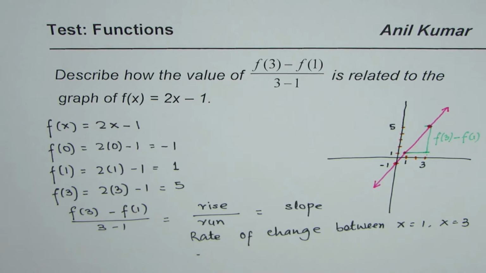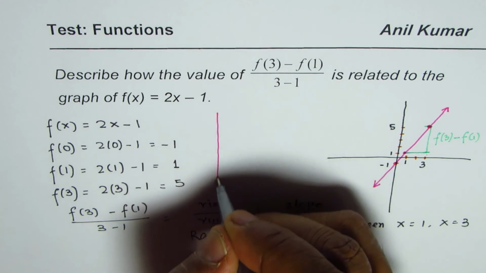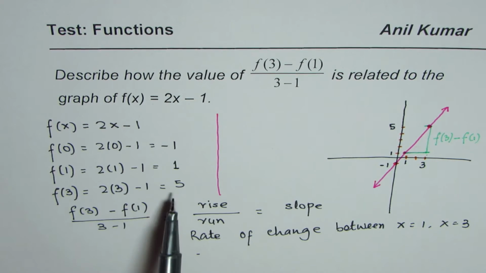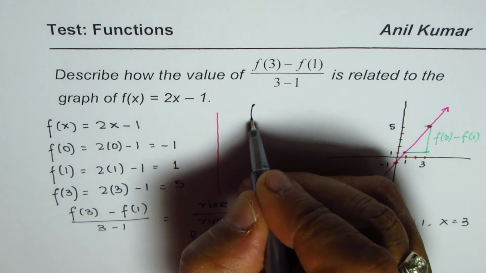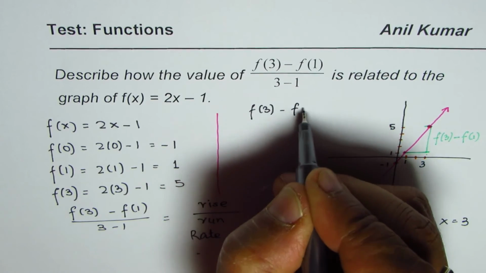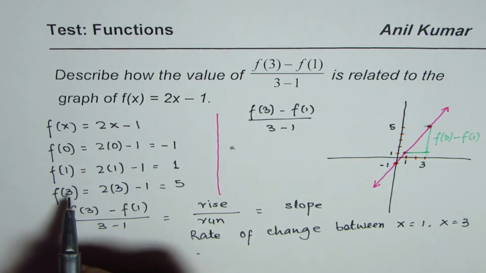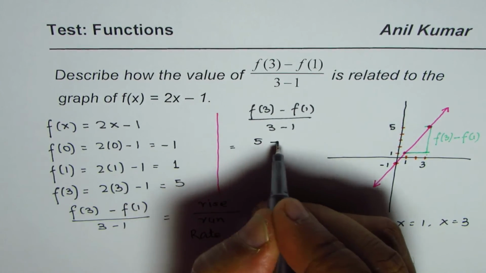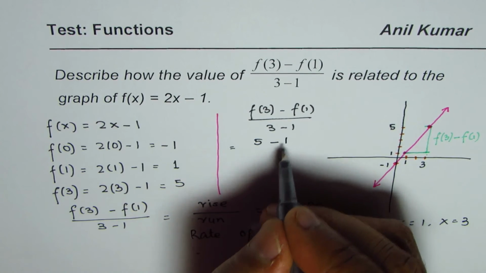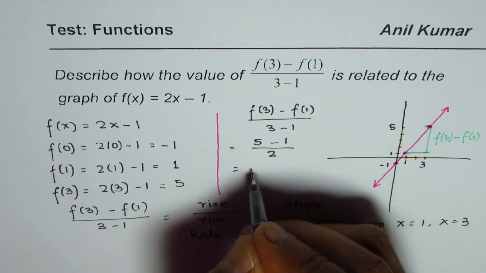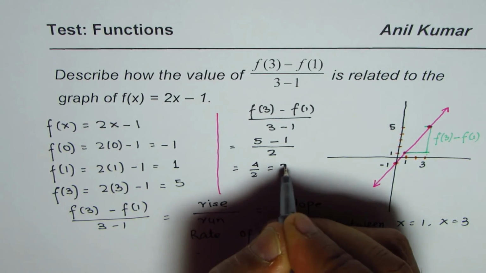If you want to find the value, you can also do that if required. Sometimes in the question you may be required to calculate the value. In that case you can substitute. We need to find (f(3) − f(1)) / (3 − 1). f(3) we calculated as 5, f(1) is 1, divided by 3 minus 1, which is 2. So that gives you 4 over 2, or 2.